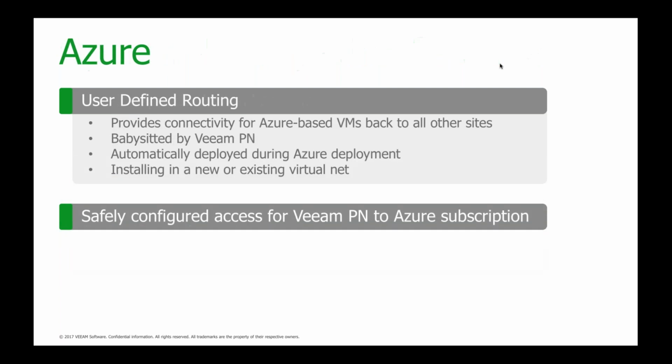With regards to how we plug into Azure, we tie into the user-defined routing. If you're familiar with the way that Azure does its networking, it has this concept of UDR, using the ARM type of virtual machines or instances or resource pools. This provides connectivity for Azure-based VMs back to all other sites. It's automatically deployed when you deploy from the marketplace, and it can be used for existing or new virtual networks. So if you already have machines in Azure, you can deploy the Veeam PN appliance, connect it to the hub, and have it extended out to your site if you need to as well.